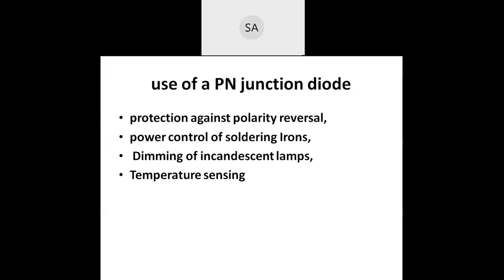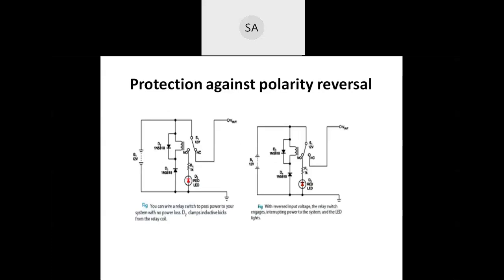Let us discuss. The first one is protection against polarity reversal. So these are the two ways we are connecting the diode here.